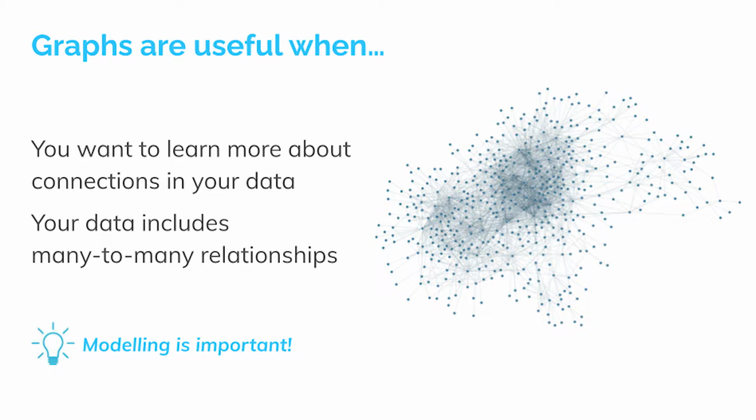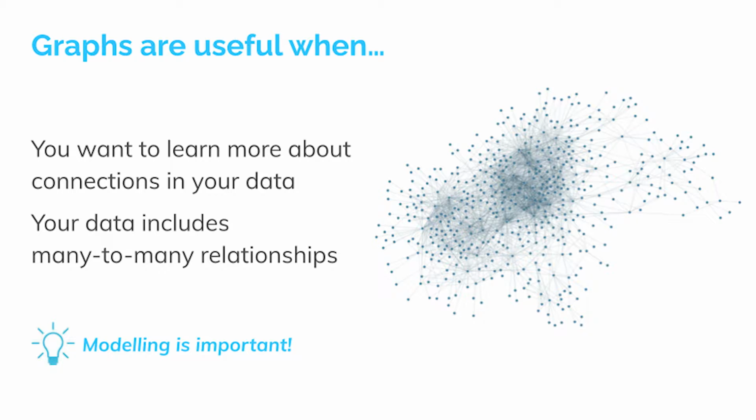Each data set can be modeled as a graph likely in very different ways, depending on what you choose to be your entities or your nodes and what you choose to be your links. So the modeling can have a profound effect on how the graph looks and what sorts of things you can learn from it in the end.